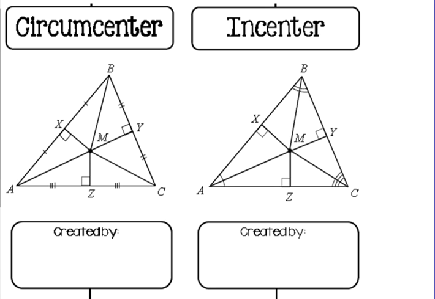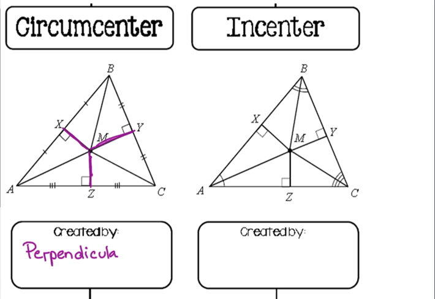So that means AX and XB have the same measure right there. BY and YC have the same measure. AZ and ZC have the same measure. Now they're all different from each other, but the ones that have the same tick marks are equal to each other. So these lines that are drawn here that we're looking at, XM, MY, and MZ, are what we call perpendicular bisectors.